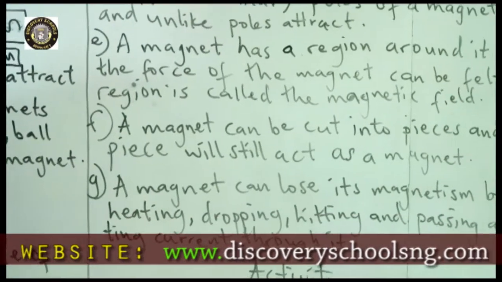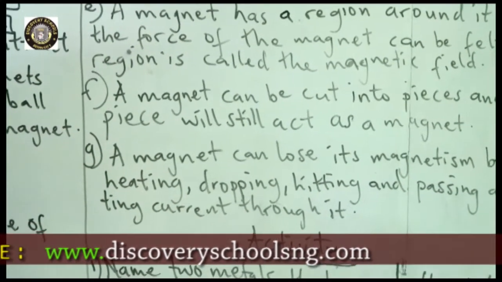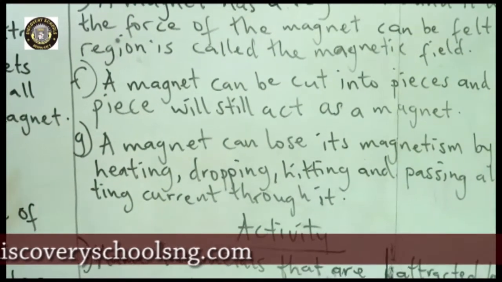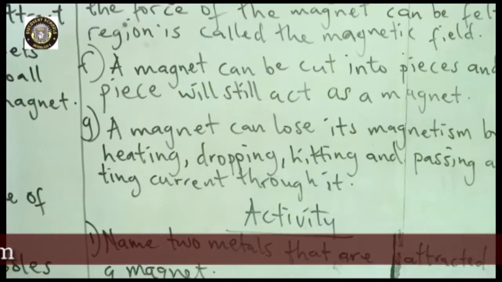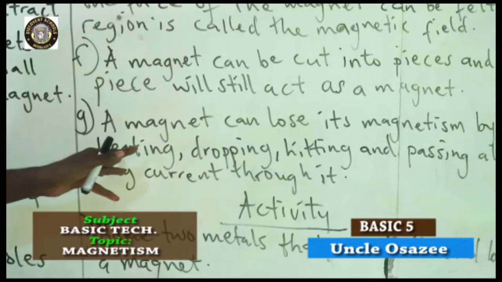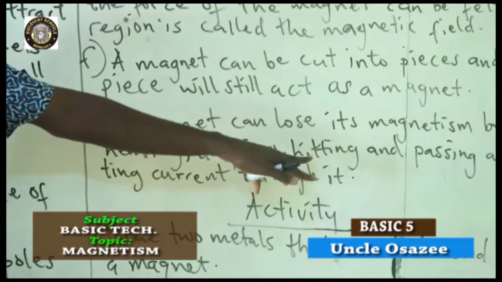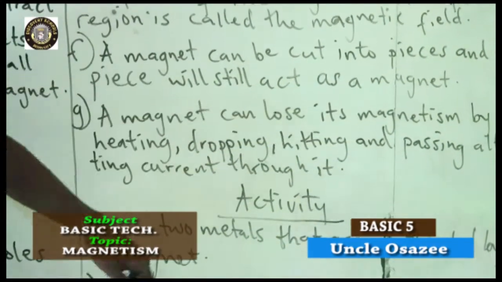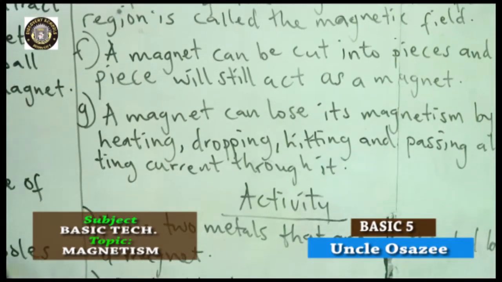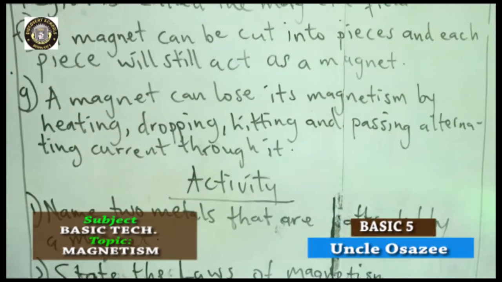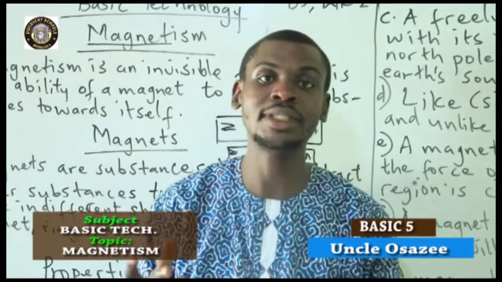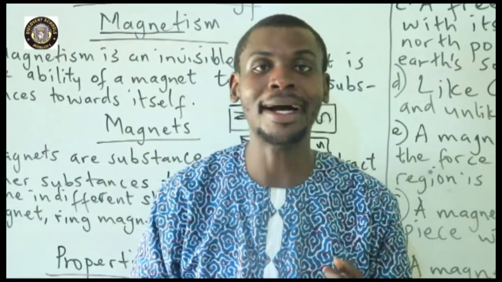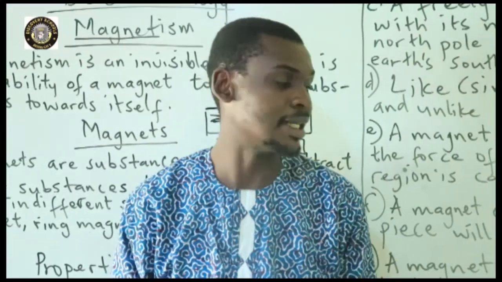And last of all, the last property here is this: a magnet can lose its magnetism by dropping, heating, that is, you use fire, and passing alternating current through it, that's electricity. Okay, so a magnet can be what we call demagnetized, that's losing its magnetic properties. A magnet can be demagnetized.